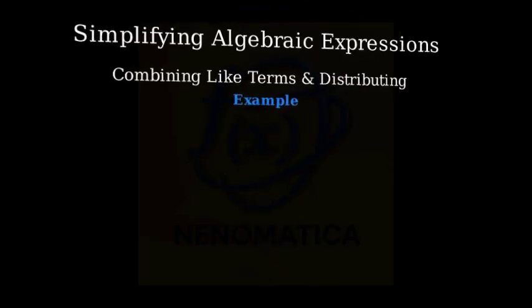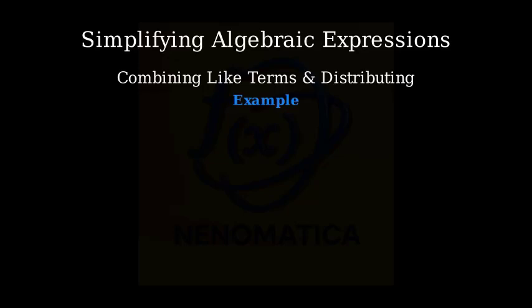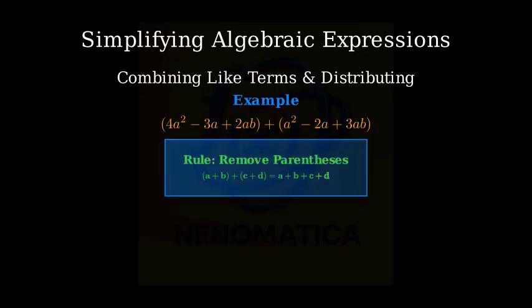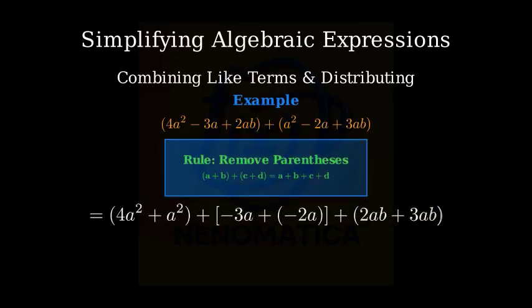We need to combine the expression: 4a squared minus 3a plus 2ab, plus a squared minus 2a plus 3ab. This requires us to identify and combine like terms. To simplify this expression, we'll first remove the parentheses and rearrange the terms so that like terms are grouped together. When we remove the parentheses, we get 4a squared plus a squared, minus 3a plus negative 2a, and finally 2ab plus 3ab. Next, we'll combine the like terms.